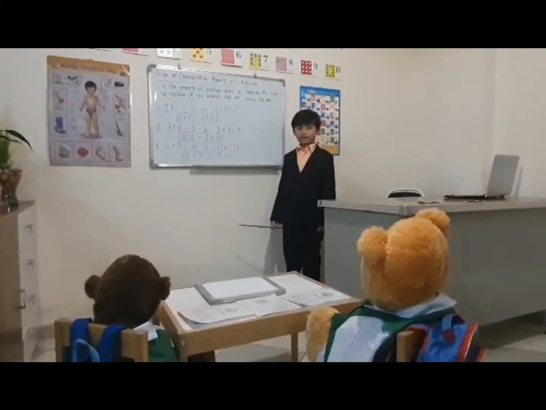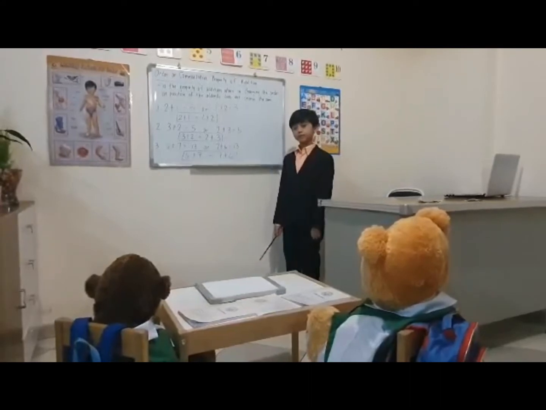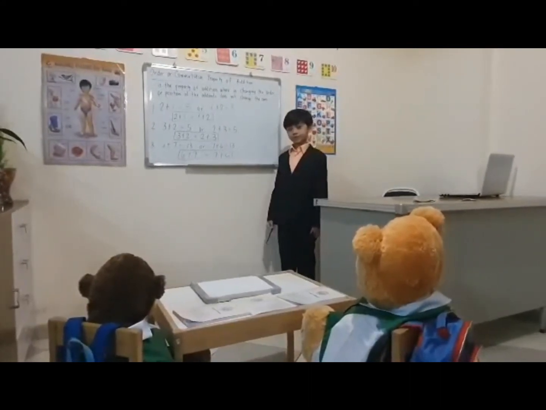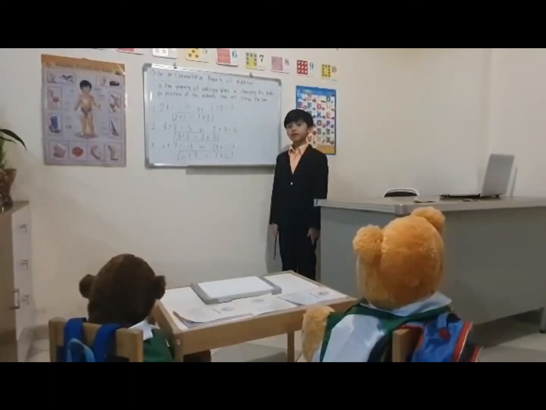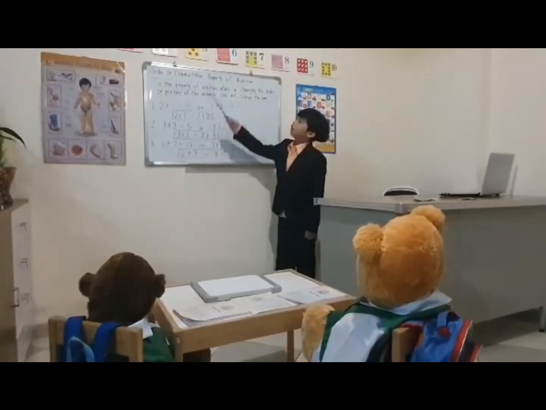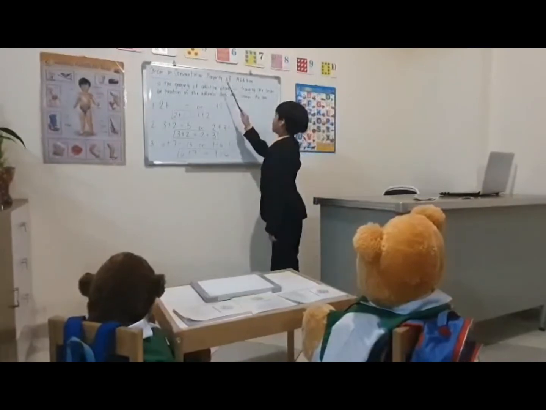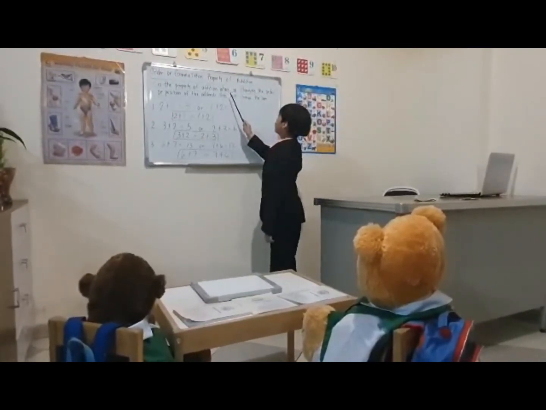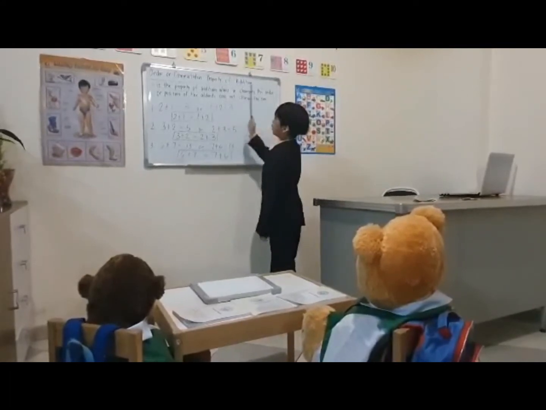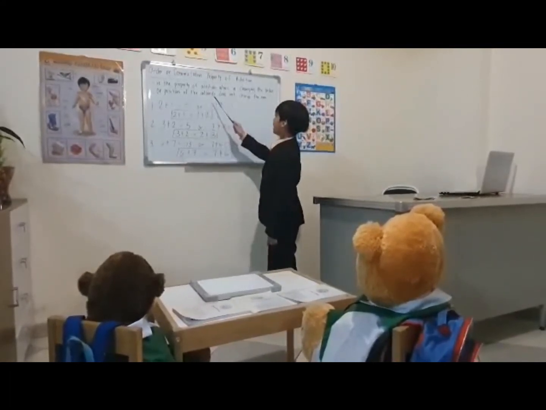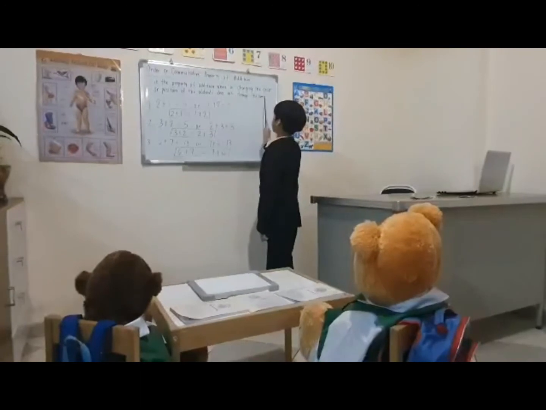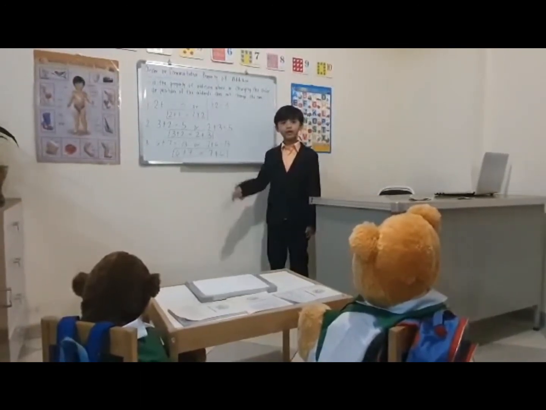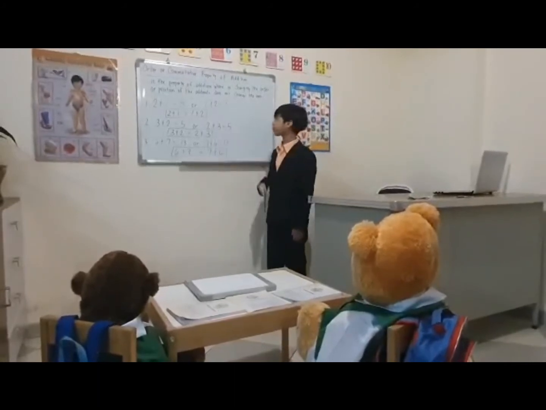Can you give another property of addition? Yes, Joshua. Order or commutative property of addition. Excellent. Order or commutative property of addition is the property of addition wherein changing the order or position of the addends does not change the sum. Let us look at these examples.